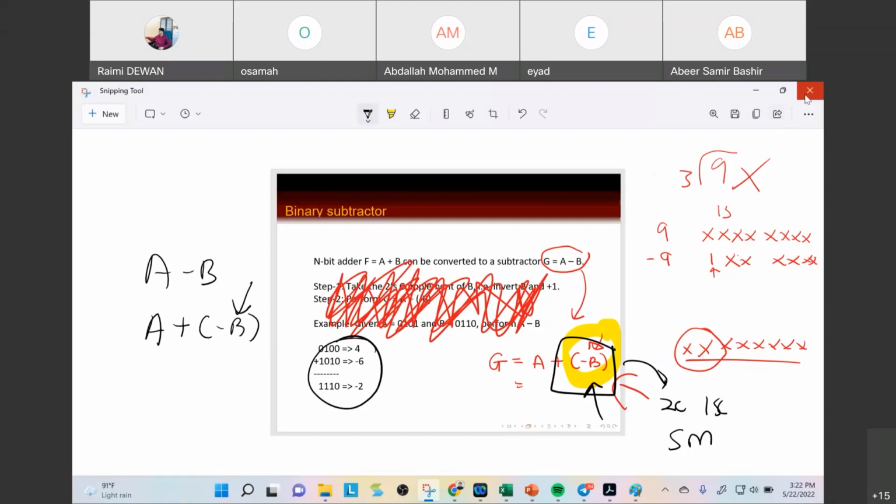And this is being tested in your test one. Question one is asking for one's complement, and question two is asking for two's complement. Who made question number 1? I made it.